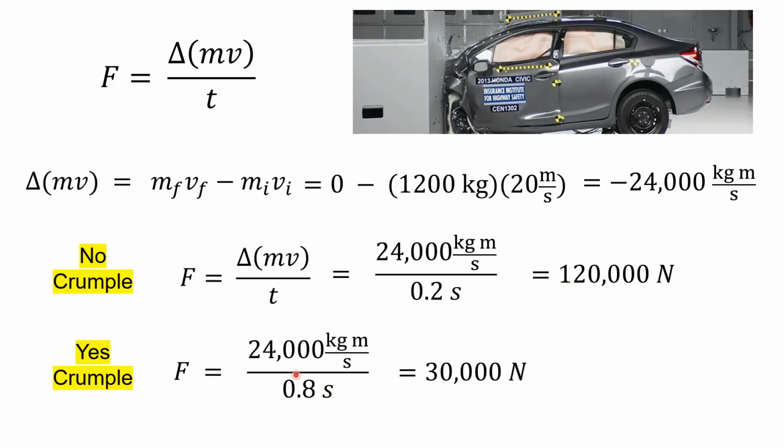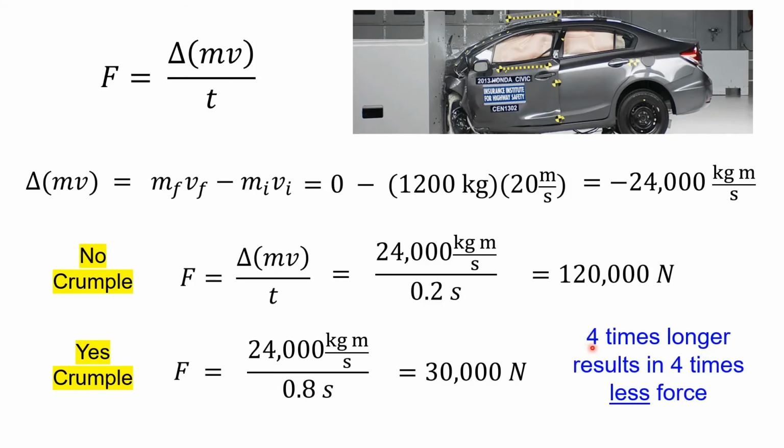By increasing my contact time by a factor of 4, I decreased the force by a factor of 1/4. So I ended up with 1/4 of the force by increasing the time by a factor of 4. Another way to say that is simply, if I make the crash 4 times longer, that results in 4 times less force.